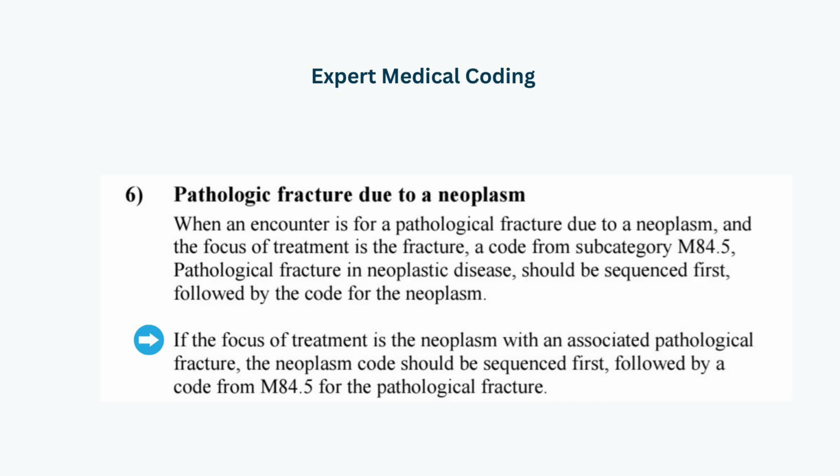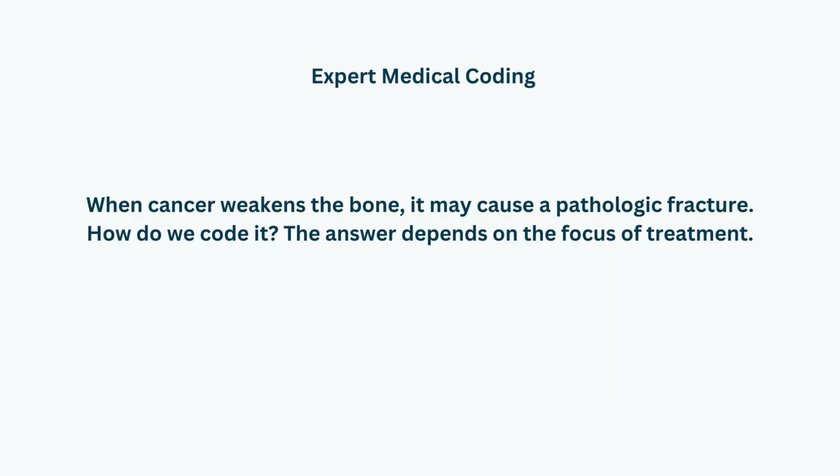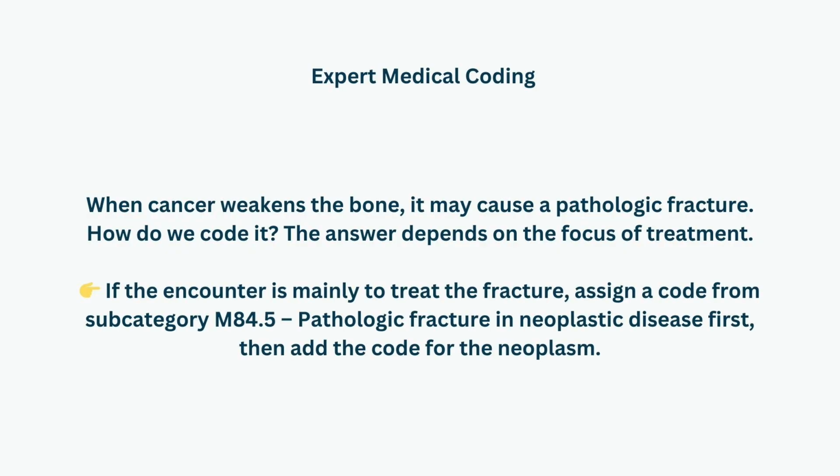So let's understand this in more detail. When cancer weakens the bones, it may cause a pathological fracture. So how do we code it? The answer depends on the focus of treatment. If the encounter is mainly to treat the fracture, assign a code from subcategory M84.5, pathological fracture in neoplastic disease, first, then add the code for the neoplasm.